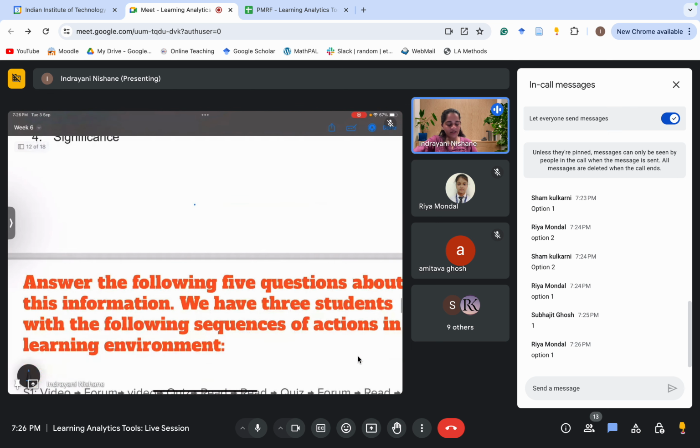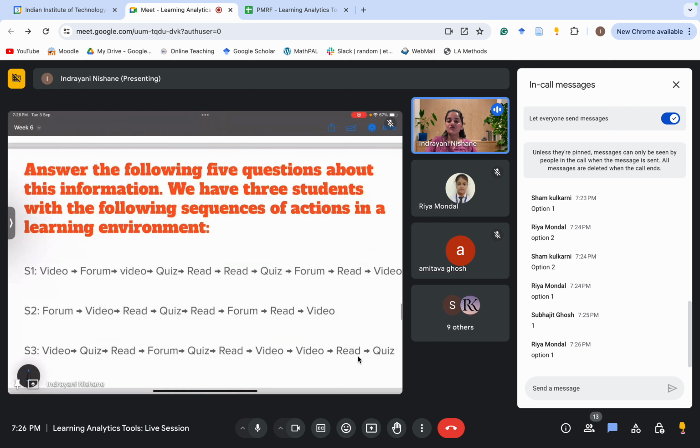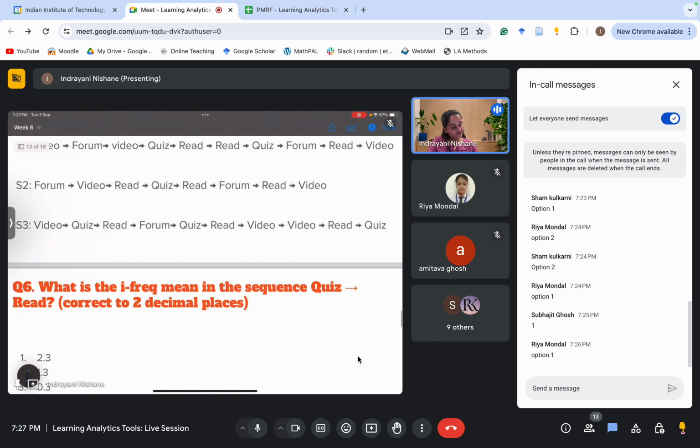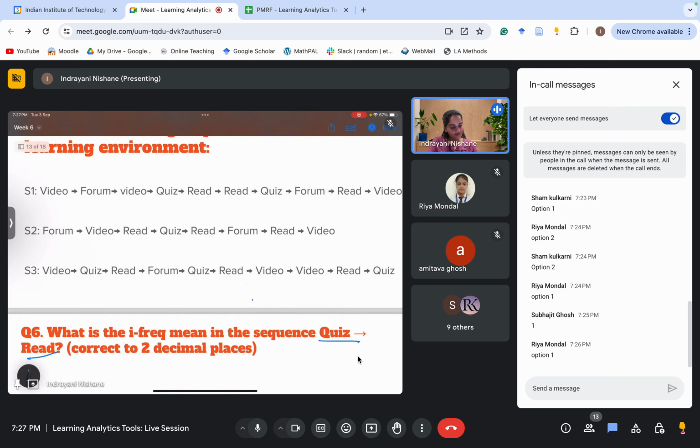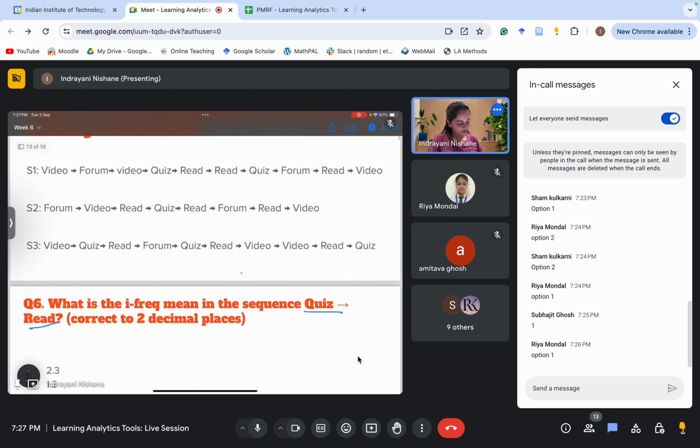Now moving to the next question. So this data is for the next 5 questions, from question number 6 to question number 10. And we have 3 students with the following sequences of actions in a learning environment. Based on that, we need to calculate I frequency in the sequence quiz to read, correct to 2 decimals. I frequency of action quiz to read.